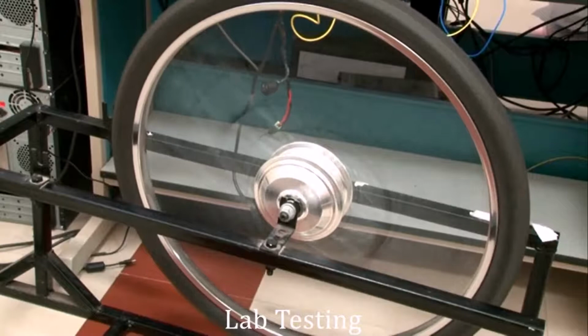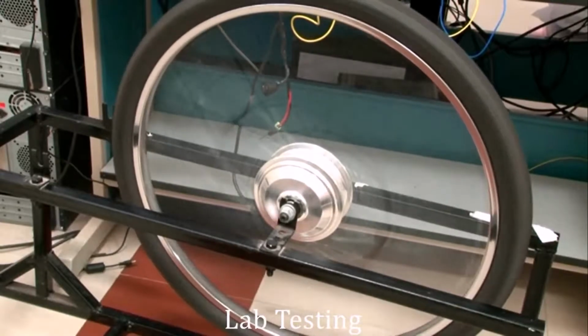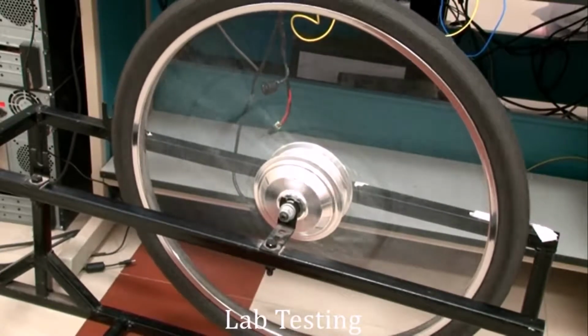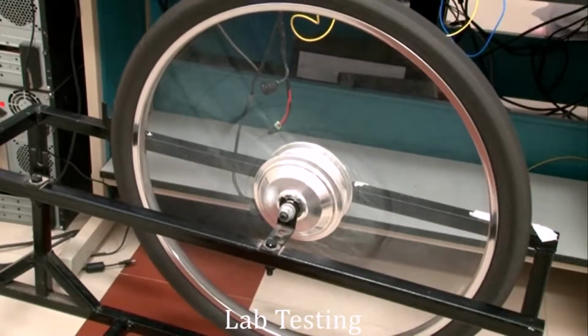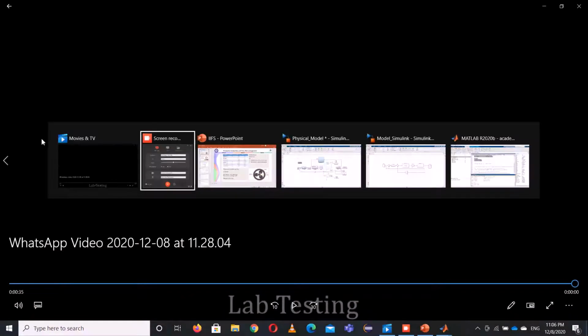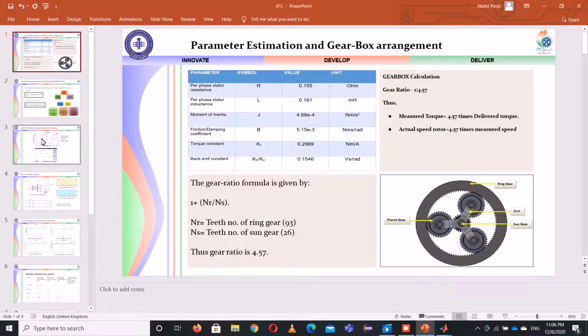Hall sensor signals are input to the controller which generates the PWM pulses through which the commutation sequence is obtained. On completion of each cycle, the PIC controller generates 6 PWM signals which are input to the MOSFET driver IC. So using this setup, we found these parameters which were further used to design mathematical and physical model.